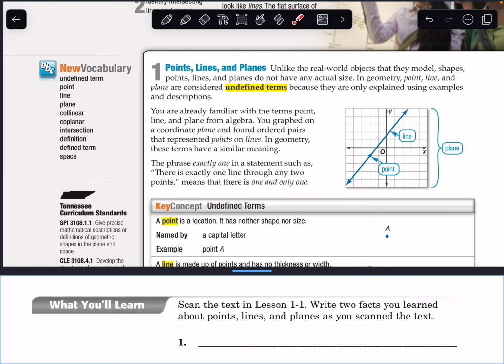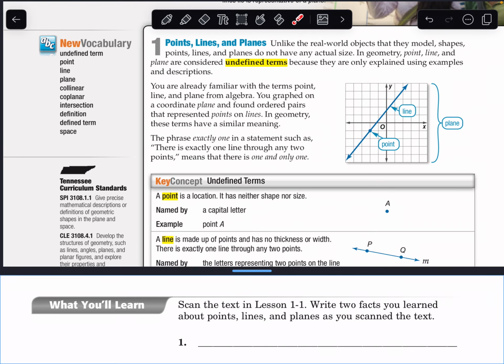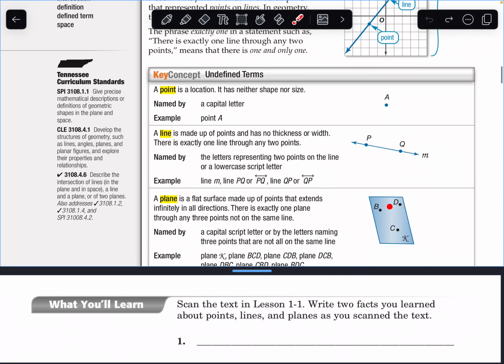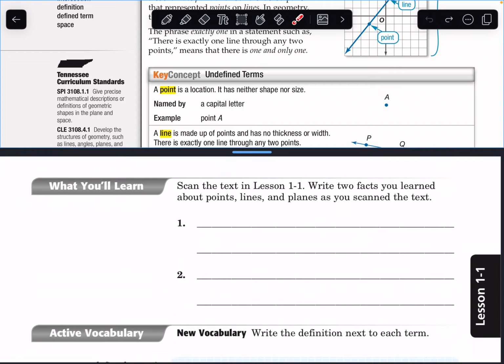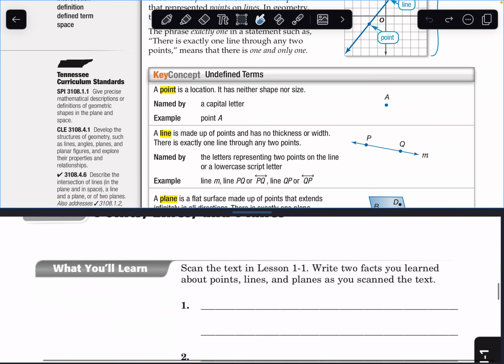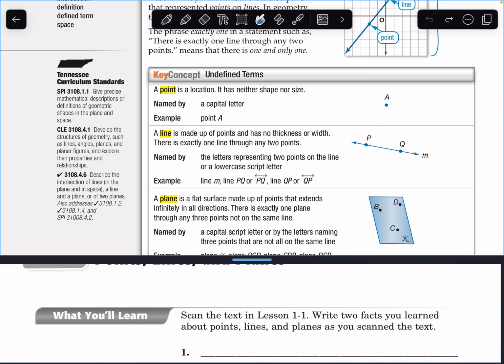It mentions undefined terms. There's a diagram here that we might recognize from algebra class. And then we see point, line, and plane are defined, and there's a diagram to go along with each one. So I'm going to take my first fact that I find right out of here. We'll just look at this first key concept. I know that I'm going to be completing the vocabulary in the next section, so I won't use simply the definition of a vocabulary term as my key fact. That would seem a little redundant.